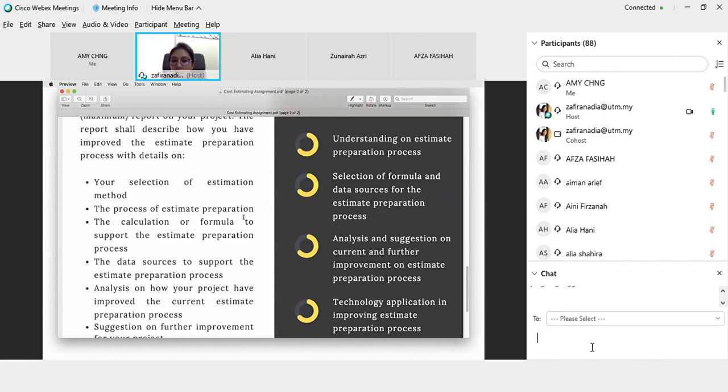Sebab how do I know benda tu tak betul nanti bila I test you punya prototype, I letak number, it doesn't reflect the right number. Then I know you punya calculation or formula is not correct. So I will evaluate on that.